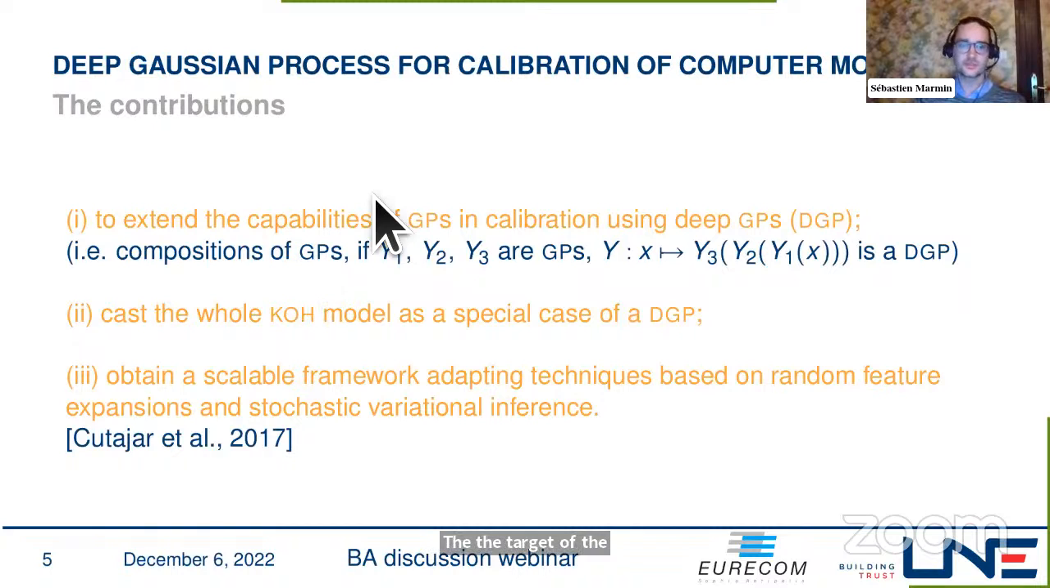We aim at extending the capabilities of the GPs in calibration using DGPs, so deep Gaussian processes. A deep Gaussian process is not really a Gaussian process, it's just a composition of Gaussian processes. So if we have Y1, Y2, Y3, if they are GPs, so random functions, their composition is named a deep GP. A second target is to have a more flexible framework, especially for the discrepancy that is additive in the original paper, and we want to be more general than just having an additive discrepancy. And the third objective is to obtain a scalable framework, in particular using variational inference combined with random feature approximation.